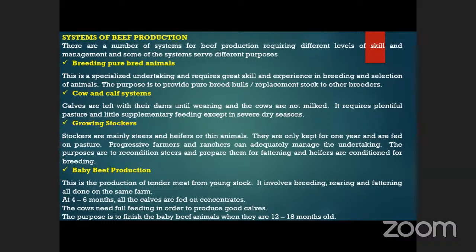Okay. So here, a person who does this system of breeding only pure animals is specialized in undertaking that requires great skill and experience in breeding and selection of animals. The purpose is to provide pure bull breeds or replacement stock to other breeders. You maintain only one type of animal, a hybrid.